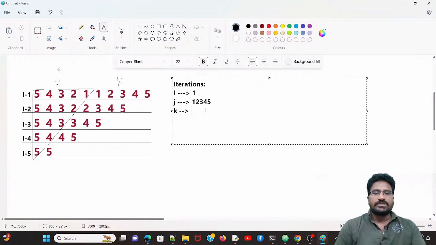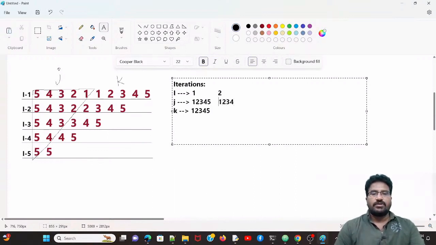Then k, how many times iterating again? 5 times. 1, 2, 3, 4, 5. It's also displaying 5 times, guys. Next, when i value is 2, then j, how many times iterating? 4 times only. 1, 2, 3, 4.